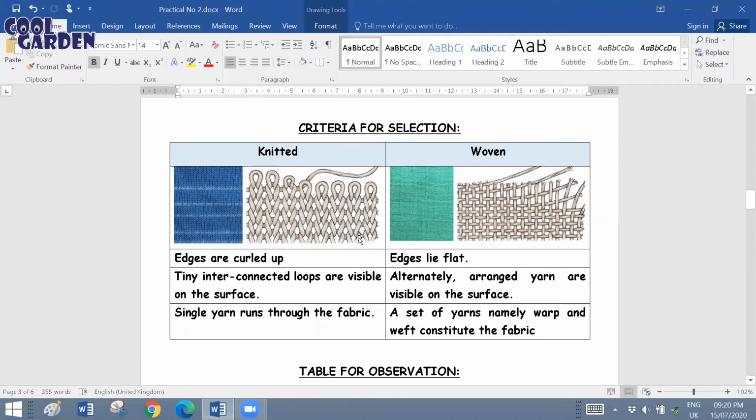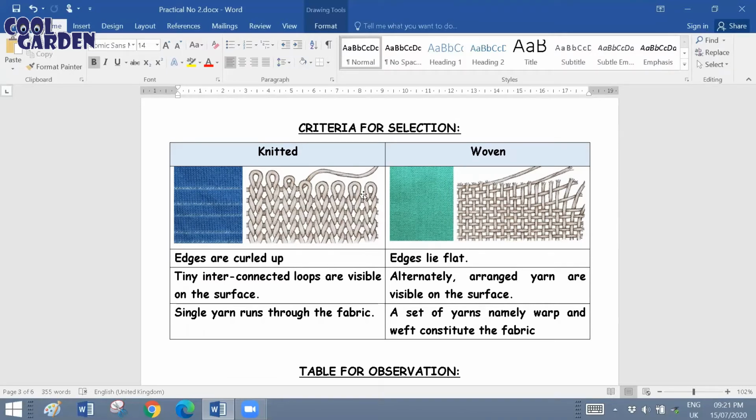Here they are trying to make us understand what the criteria are for selecting a knitted fabric and for selecting a woven fabric. If you search the internet, through Google, you will get a lot of pictures linked to these two topics. So I would suggest, if you can get them, please print them, cut them, and paste them as I have done here. Okay, so let's start by seeing the nature of these two fabrics.